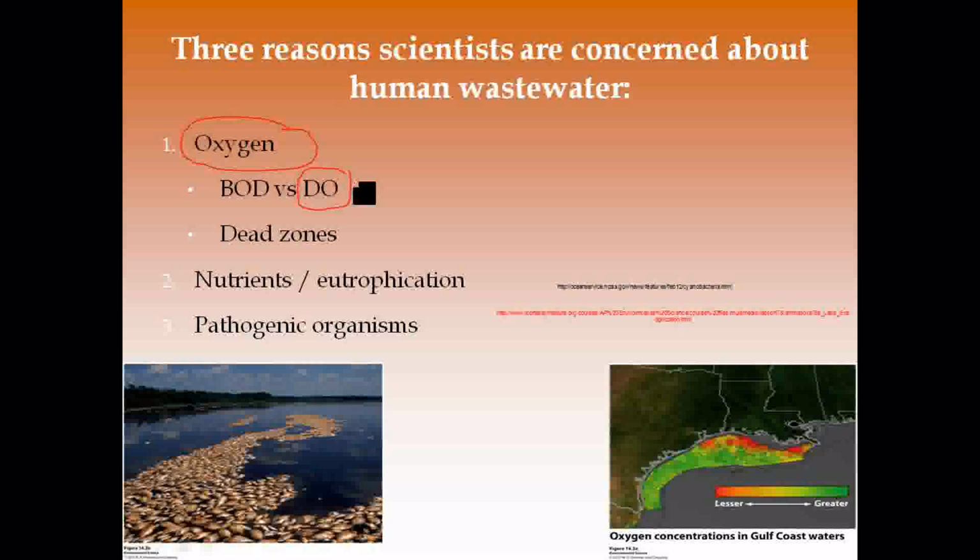The problem is organisms that cause us harm, organisms that are pathogenic, will feed off of organic material and use up a lot of oxygen. So when these organisms are present, and this includes E. coli too, when these organisms are present, the DO goes down. Not good. The other term you need to know is called biochemical oxygen demand.